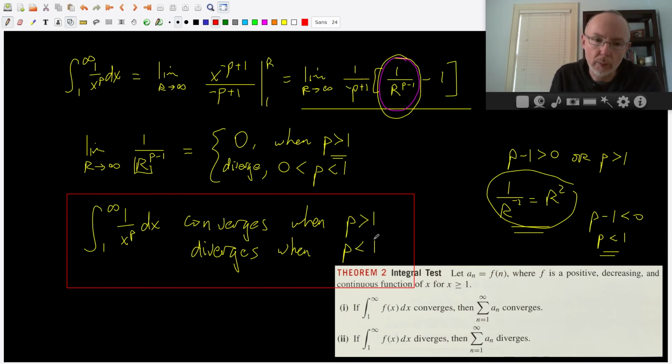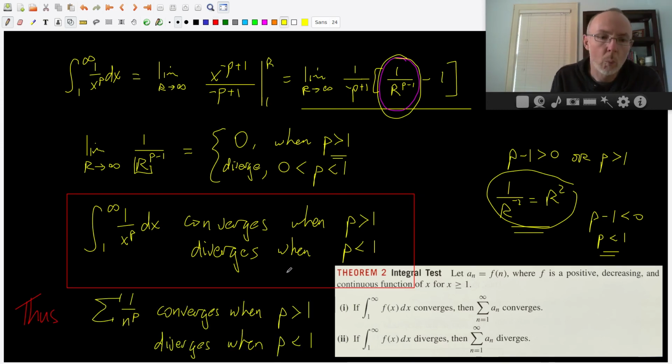And what this result gives us is what is known as the p-test, because the convergence of that integral is linked to the convergence of the corresponding series. And so this series converges when p is bigger than 1 and diverges when p is less than 1. Oh, and we also know that if p is equal to 1, that's the harmonic series, it diverges.